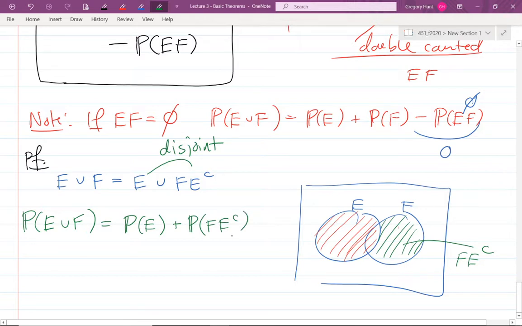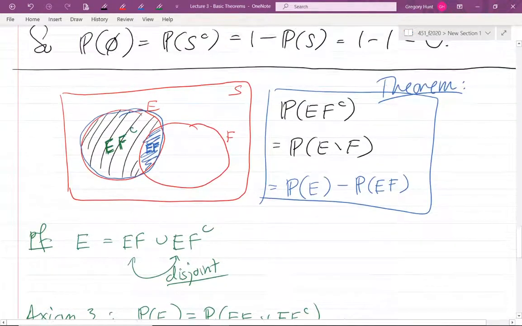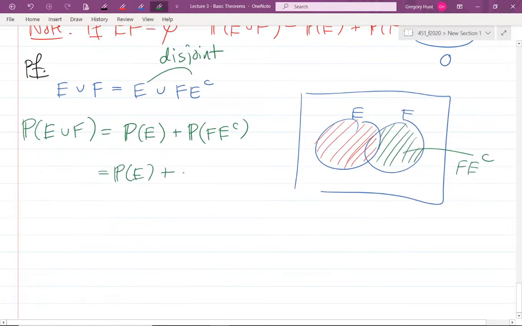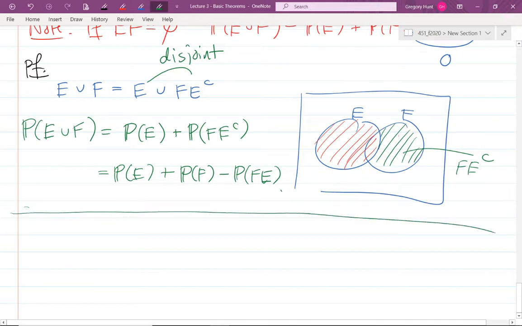And we now have an expression, so let's scroll back up to our previous lemma, of EF complement or FE complement. FE complement is the probability of F minus the probability of FE complement, that is FE. So that comes from our previous theorem. And that's exactly the result we wanted: the probability of E union F is probability E plus probability F minus probability EF.